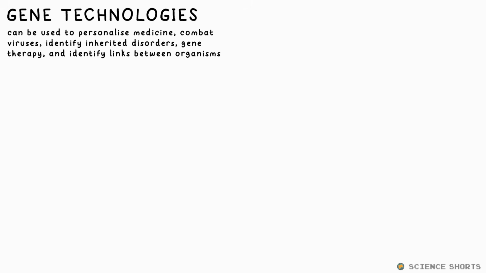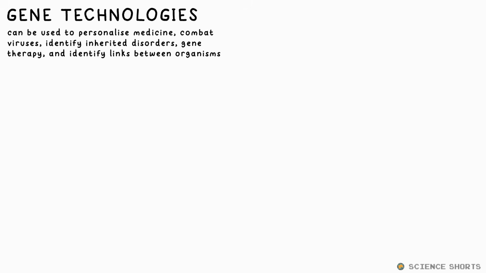Determining what each gene is responsible for in an organism's genome is incredibly useful, say when it comes to making personalized medicine, combating viruses, identifying inherited disorders like Huntington's disease, and gene therapy. It also allows us to identify links between organisms to find out if they have a common ancestor, for example. An individual's genetic code is unique, so DNA profiling can be used to obtain this.